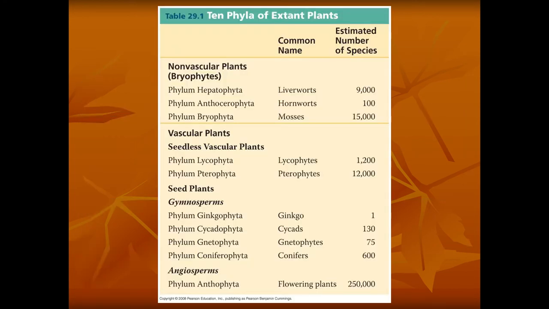So now we're going to look at the subgroups of each of these plant groups. Under non-vascular plants, bryophytes, we're going to look at the phyla Hepatophyta, Anthocerophyta, and Bryophyta. For vascular plants which are seedless, we have pteridophytes, and we're going to look at the phyla Lycophyta and Pterophyta. For the group of gymnosperms, ginkgo, cycad, gnetophyta, and also conifer. Last but not least, for the group of angiosperms, we're going to look at the phylum Anthophyta.